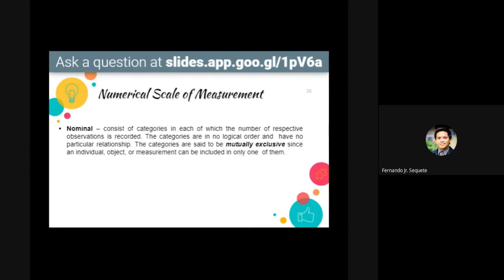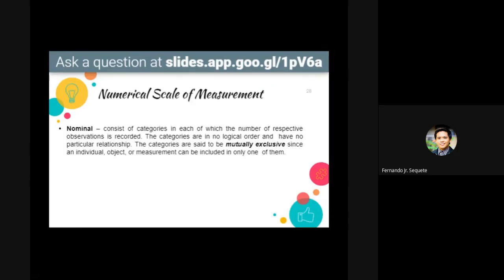1, 2, 3, 4, 5. For example, this class has 35 students. This other class has 40 students. Something like that. No logical order and no particular relationship. Meaning, how many students are in the first section has no relationship to the second section. It doesn't mean that if our first section has 20 students, the second section should also have 20 students just because the first section has 20. So in nominal, that doesn't happen. Again, please take note, no logical order and no particular relationship. So that is for nominal.